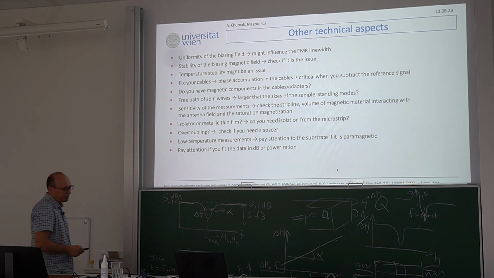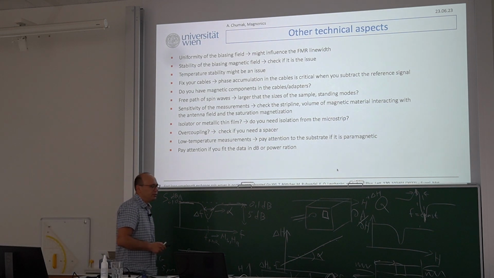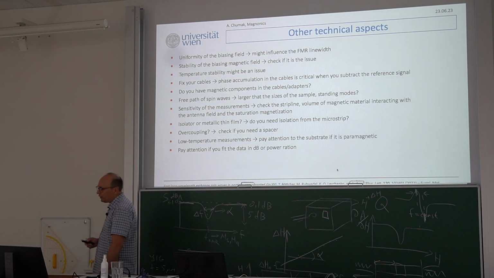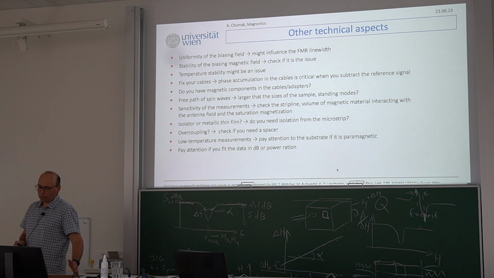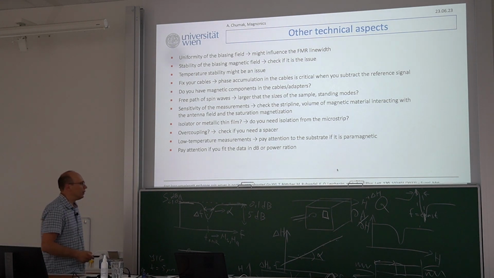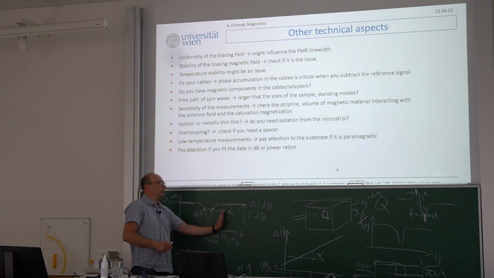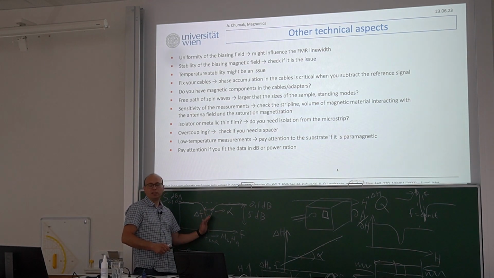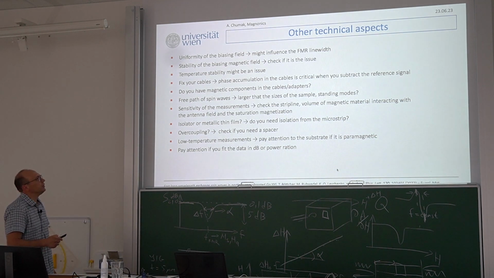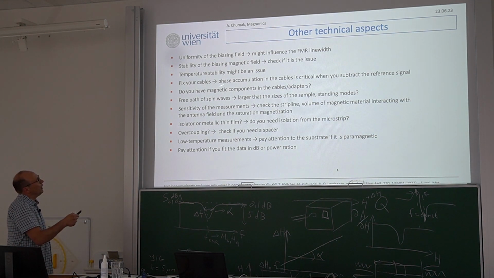Temperature stability, especially for YIG: 1 degree gives you a 3 Oersted shift in FMR frequency. If during your measurement the temperature was drifting, or somebody entered the room and the temperature changed by 1 degree, this peak will be shifted by 3 Oersted, much larger than the line width here. Therefore, temperature stability for very sensitive measurements might also be an issue.